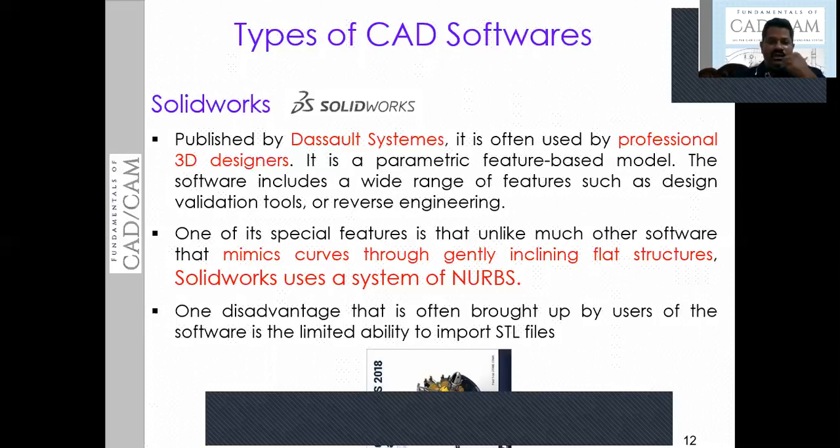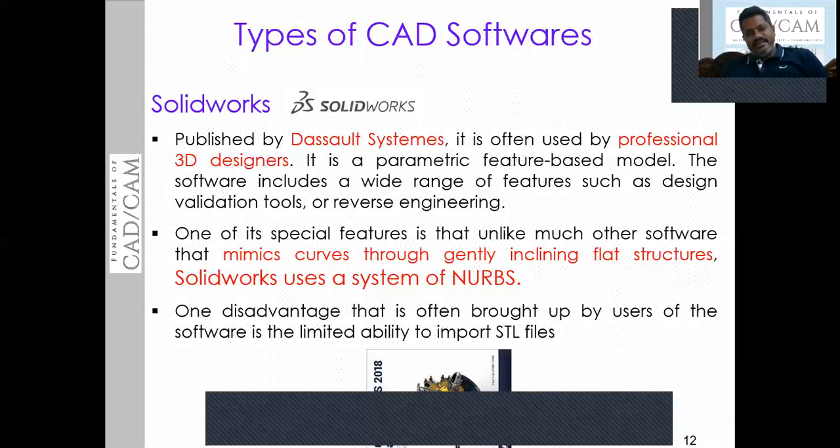One special feature is that, unlike other software, it creates the structure in the form of NURBS. NURBS means it converts all the surfaces and lines into mathematical models, like B-spline curves and B-spline surfaces. NURBS are closely related to mathematical models. It converts the surfaces into planes and edges. All these are converted into mathematical models. One disadvantage of SolidWorks is that users have a limited ability to import STL files.